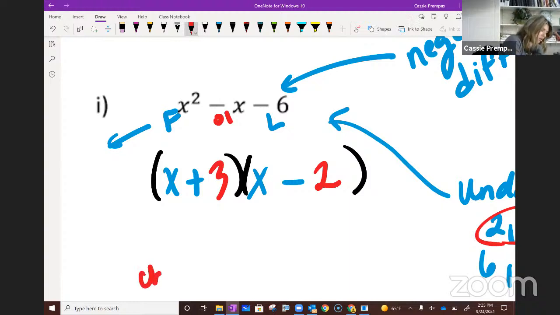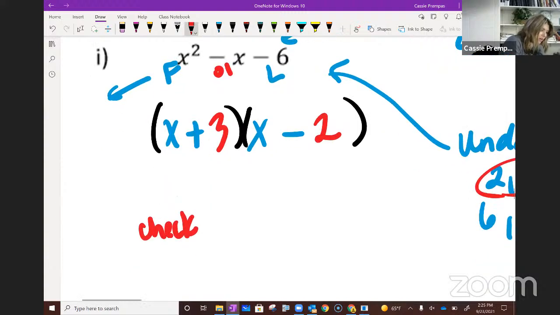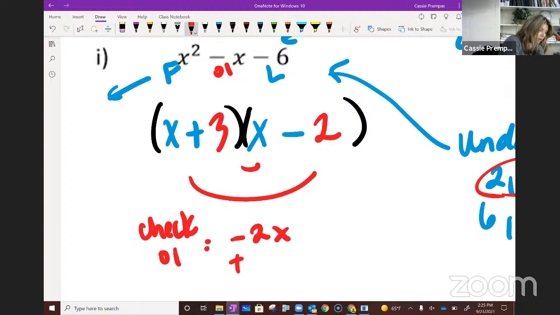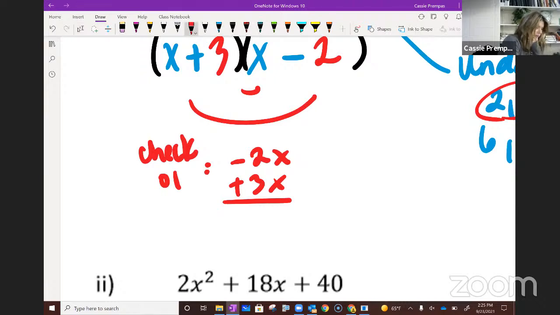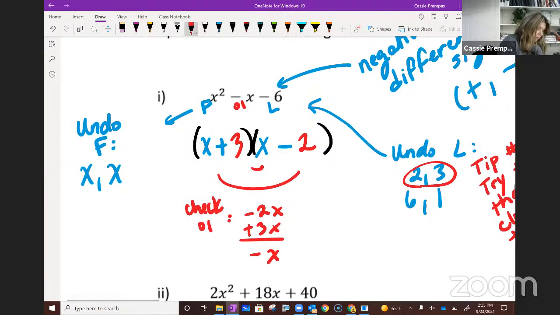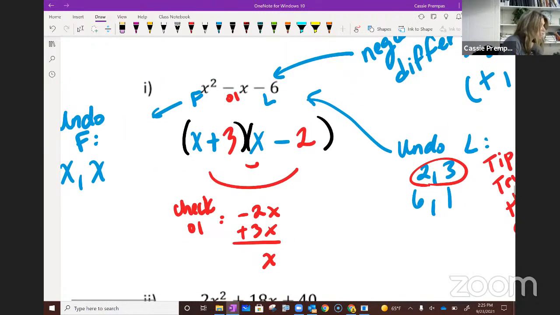So I'm going to check the outside and inside. And I have a negative 2x is the outside. A positive 3x is the inside. That's going to add up to what? Positive x. So now I need to look at the middle term. Oh, that's not a negative x. That's a positive x. And the negative x is what I want.